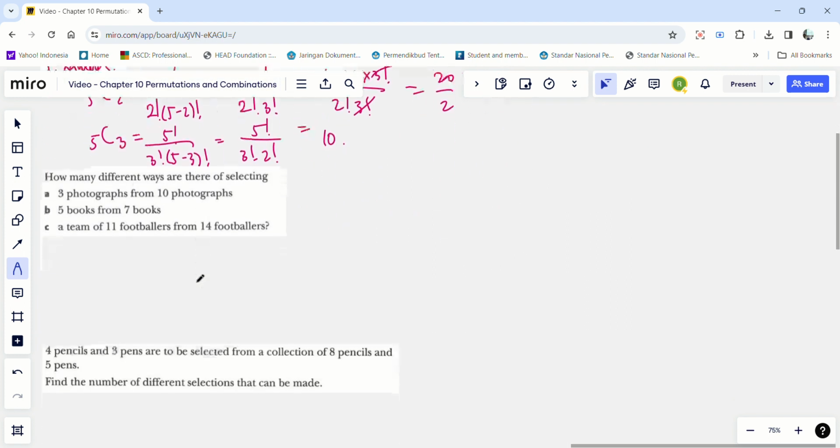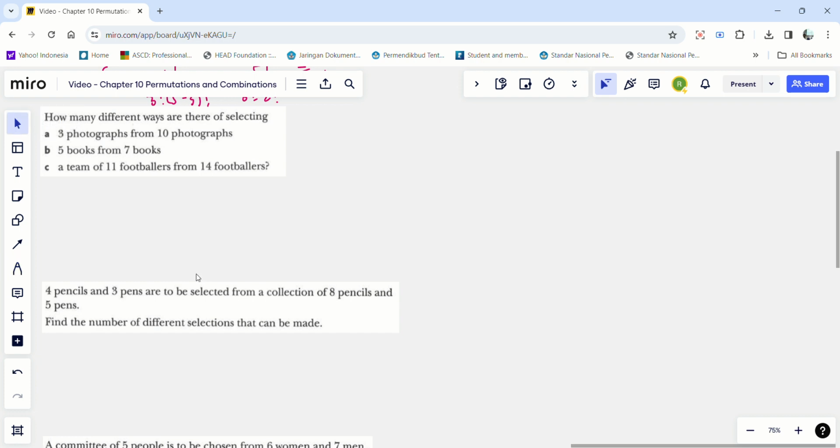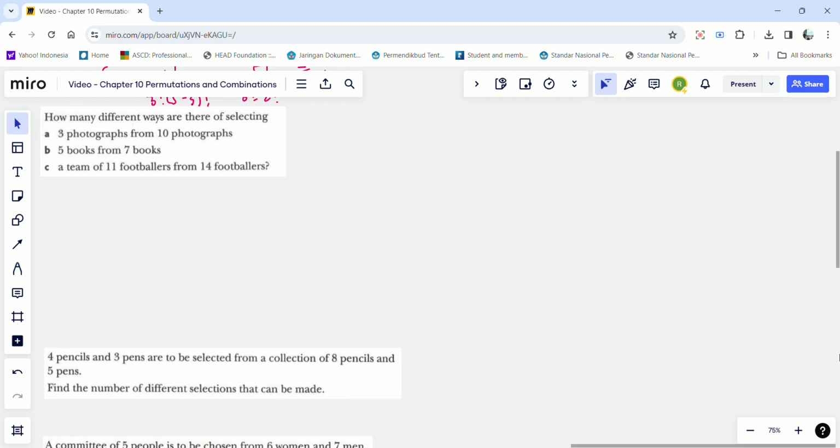So let us move on with the examples. Let us look over the first example on the top. The question is the following: how many different ways are there of selecting 3 photographs from 10 photographs? It's a bit different from permutations, but also a bit similar. If this were talking about permutations, you would be talking about arranging. You have 10 photographs, and you want to put them in a certain order, and then you would get 10P3.